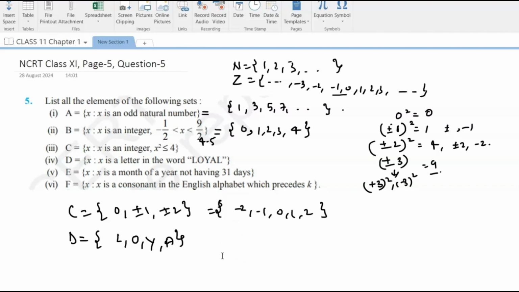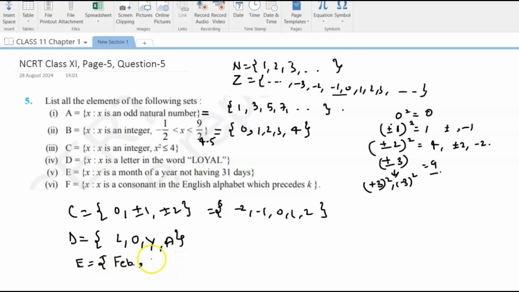As for E is equal to x, such that x is a month of a year not having 31 days. So what are those months that do not have 31 days? January has 31 days. February does not have 31 days. So February would be over here.